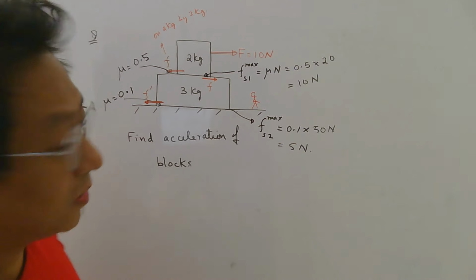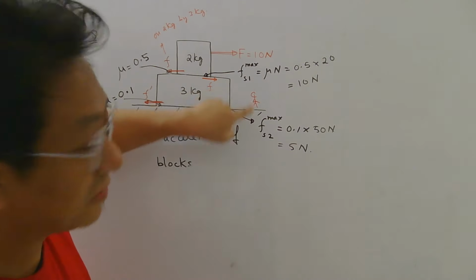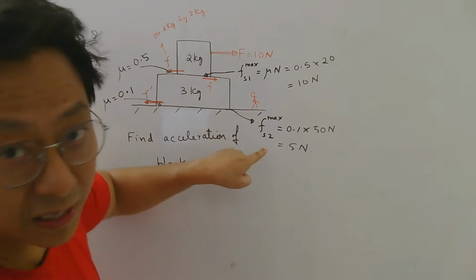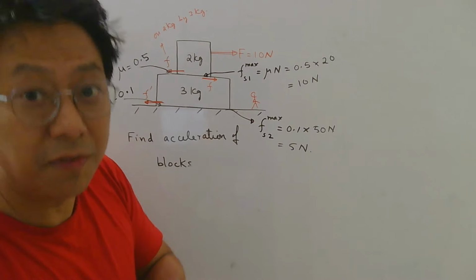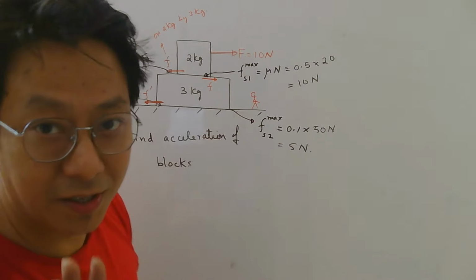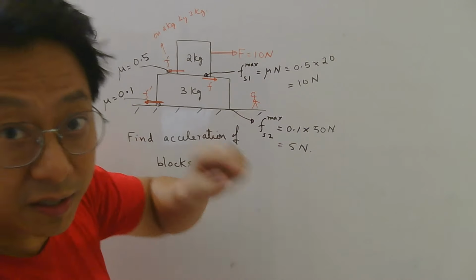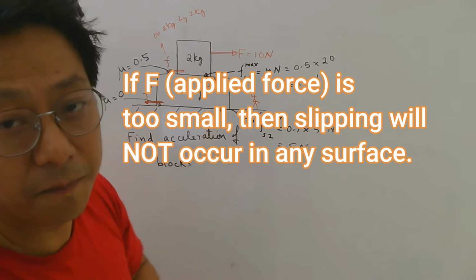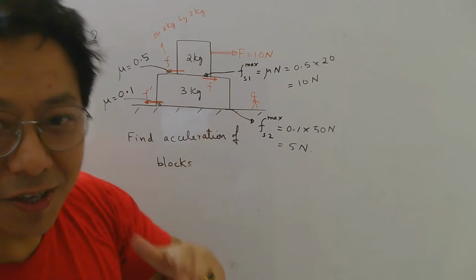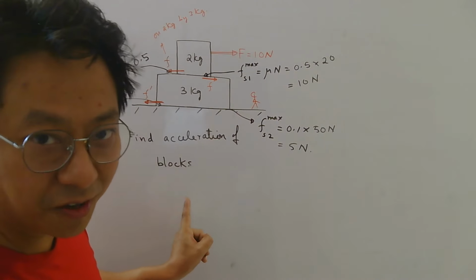So try to remember this. Wherever the maximum value of static friction is less, in this example here it is less, that surface will slip first. If there is slipping, then this will slip first. So wherever the maximum value of static friction is less, there the slipping will start first, if it starts at all. So let us make assumptions and check whether it is true or not. Remember, our aim is to find the acceleration of the blocks.